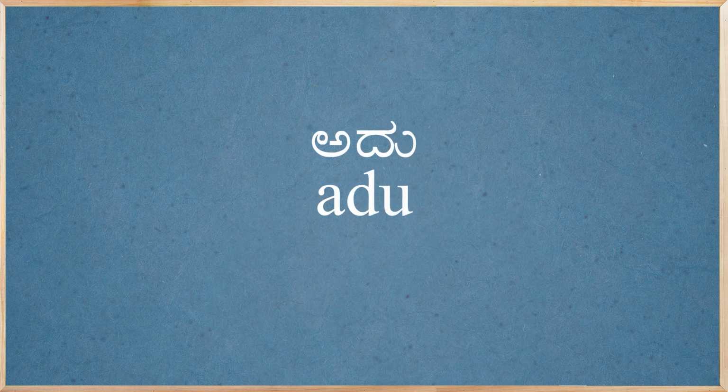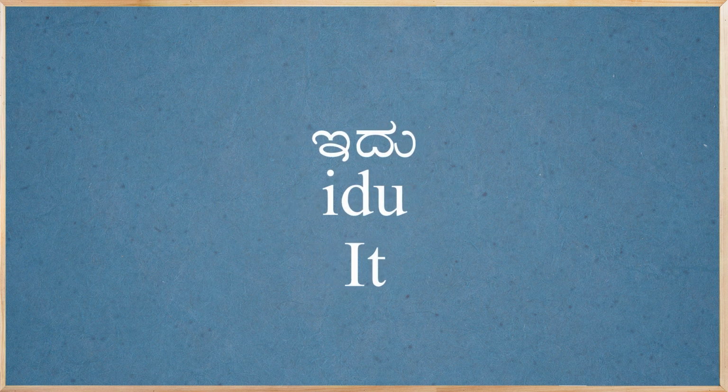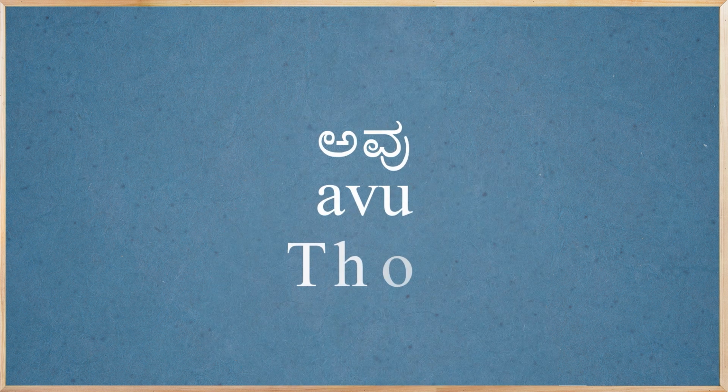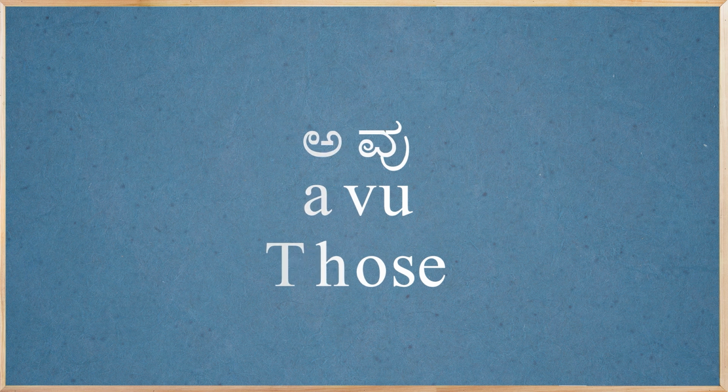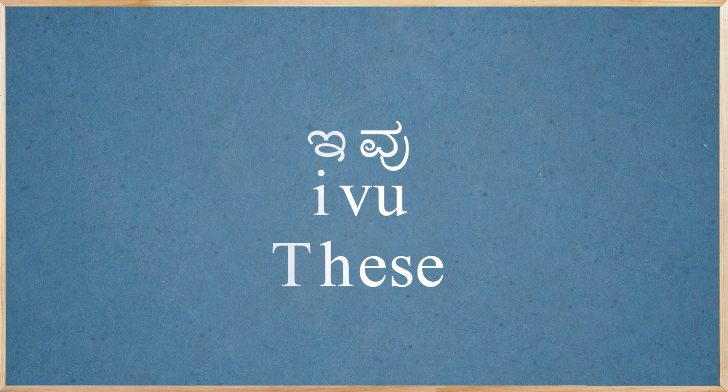Then we learned the words for it. Adu means it, that is for something which is far away or remote. Idu means it, this is for something that is nearby or proximate. Then we learned words for those or these, the plural forms of it. Avu means those, referring to multiple objects or animals far away or remote. Ivu means these, referring to multiple objects or animals nearby or proximate.